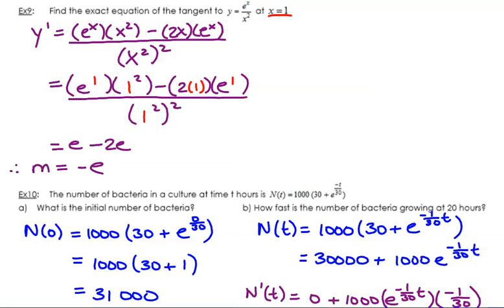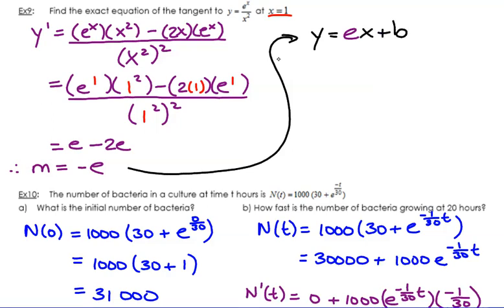Okay, so that's your slope. All right, except they didn't ask for your slope. They asked you for the equation. So now you got to do the equation. Y equals negative e x plus b. All right, so now you need your point. So you're going to use this guy as your x, but you need that y.